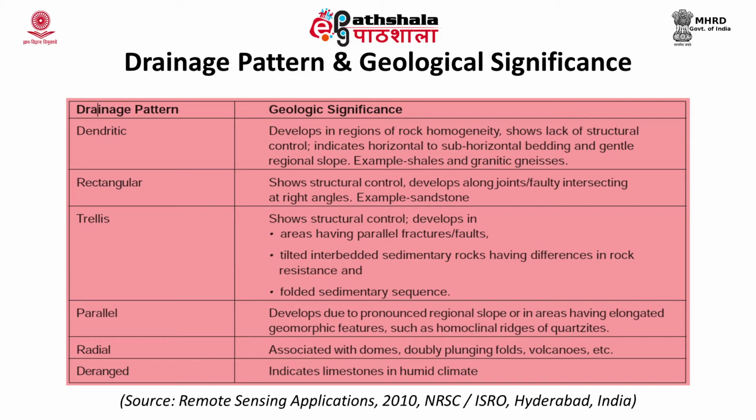A parallel drainage pattern develops due to a pronounced regional slope, or in an area having elongated geomorphic features such as homoclinal ridges or quartzitic rock. So, we get some broad idea from the drainage pattern. If you have a radial drainage pattern, then you are going to get different information. A radial drainage pattern is associated with domes, doubly plunging folds and volcanic mounts. In those areas you will get this radial drainage pattern.